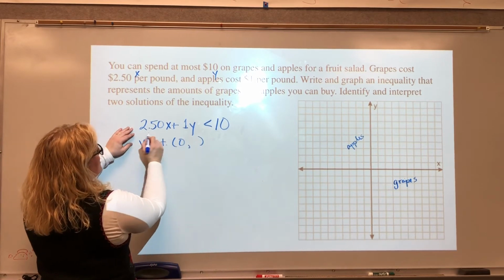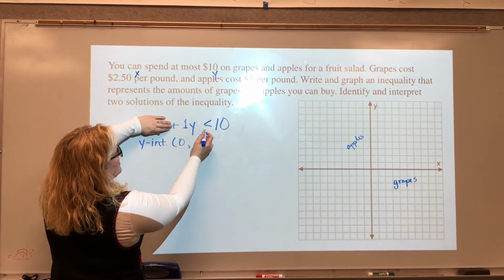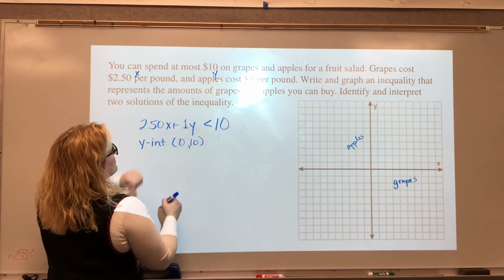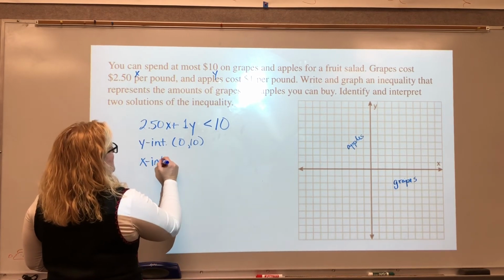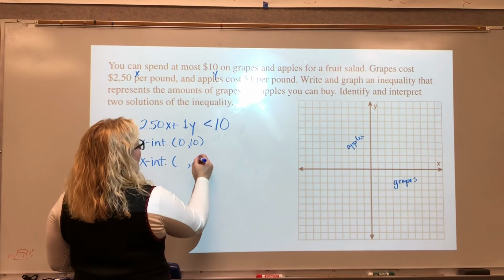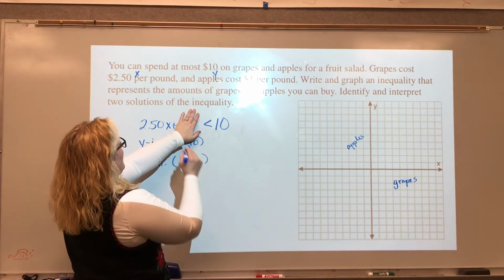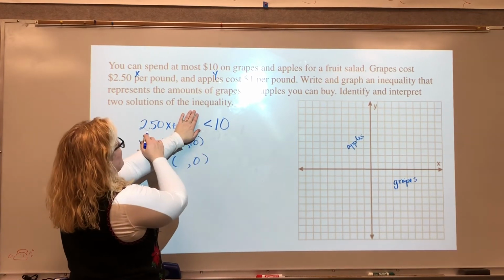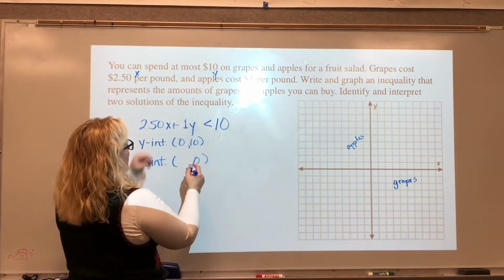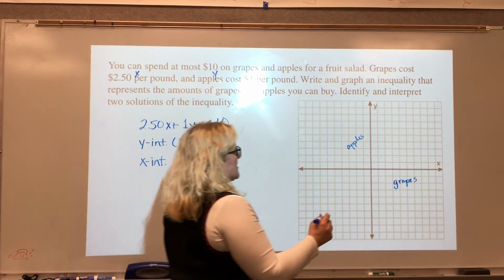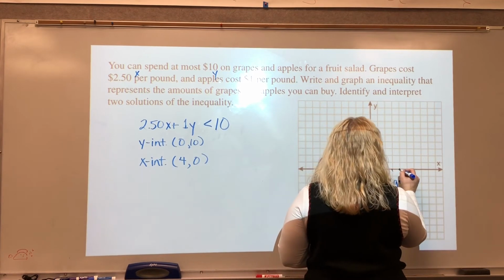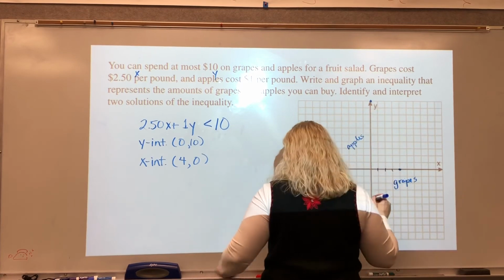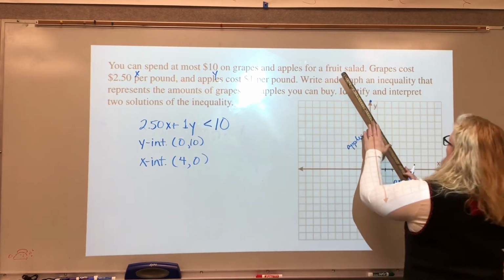So my y-intercept means that x is 0. So if I plug in 0 right here, then I get y is less than 10. Remember, I'm treating this like an equal sign. So 10 is my y-intercept. My x-intercept is when y is 0. So if y is 0, I plug in 0 right here. I have 2.50x equals 10, and that's going to be 4. So my x-intercept, 1, 2, 3, 4, is 4. 1, 2, 3, 4, 5, 6, 7, 8, 9, 10 is my y-intercept.